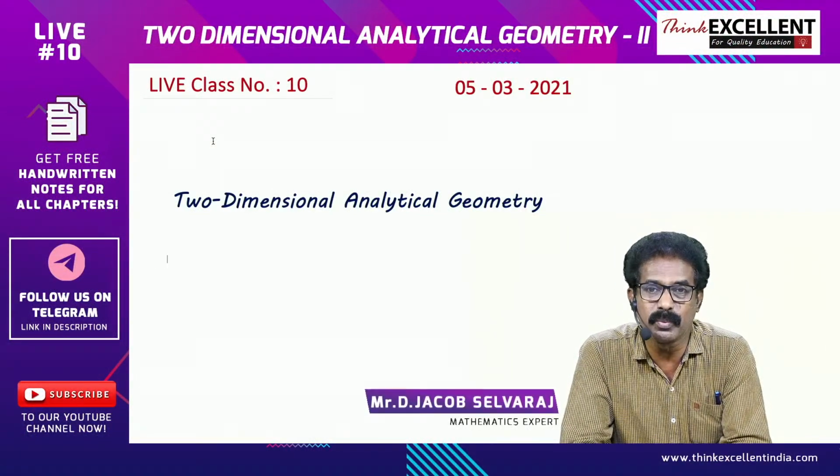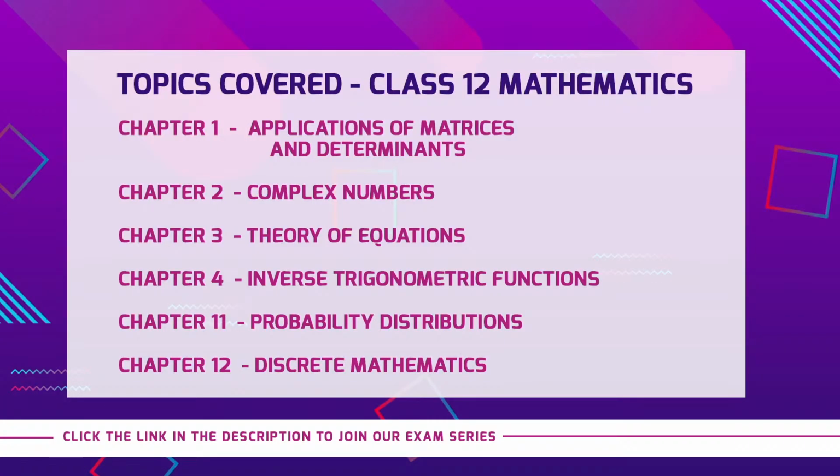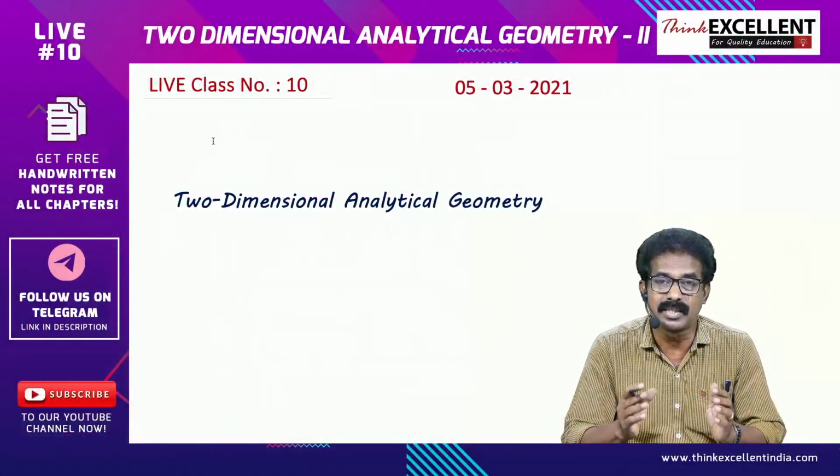So far we have studied 6 lessons, right? Which 6 lessons did we finish? The easy 6 lessons we have completed, right? Chapter number 1 we finished, chapter 2, chapter 3, chapter 4, then chapter number 11 and 12. So the 6 lessons we finished: application of matrices and determinants, complex numbers, theory of equations, inverse trigonometric functions, probability distributions, discrete mathematics.